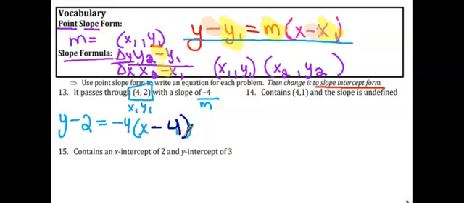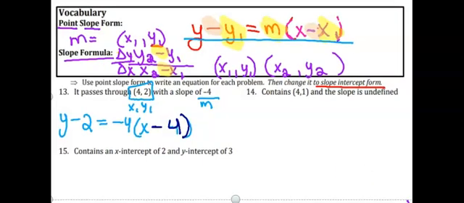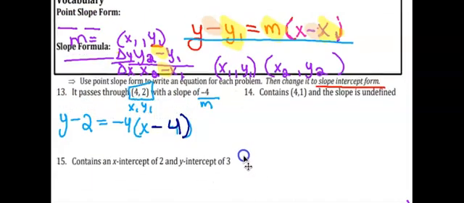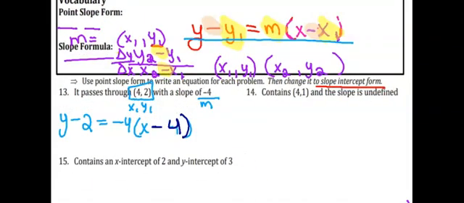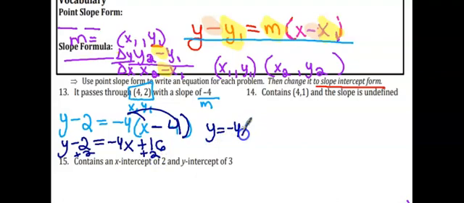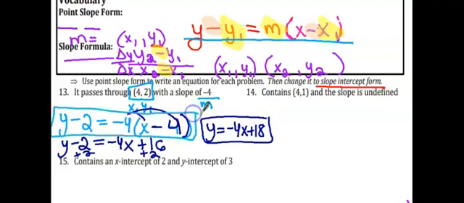Okay, so let's move this a little bit so we have more room. Fantastic. So now how am I going to get it into slope intercept form? Well, I'm going to distribute, and I'm going to get the y by itself. Isolate the y. So I have negative 4x plus 16. Add 2 to both sides, and I have y equals negative 4x plus 18. So both of these equations are the same line, just written differently.